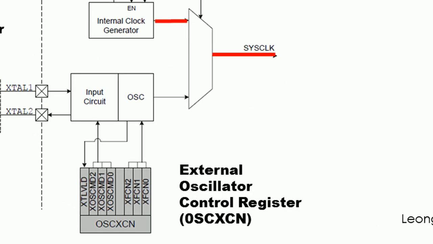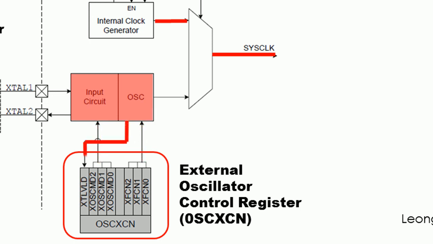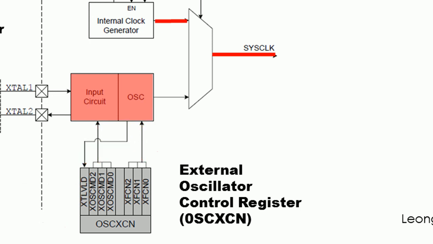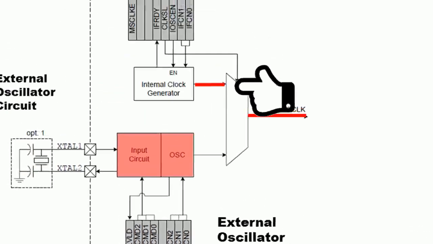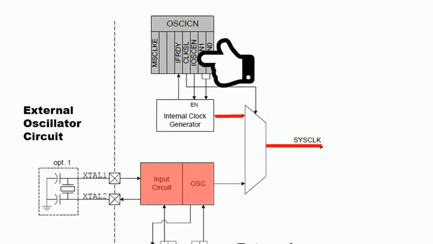After configuring the external oscillator control register, the oscillator circuit is activated. When the circuit is stable, a flag in the register is set to 1. The external oscillator circuit may be activated, but the system clock is still derived from the internal oscillator circuit. To make a switch, set the clock select bit to 1. The clock is now derived from the external oscillator circuit.